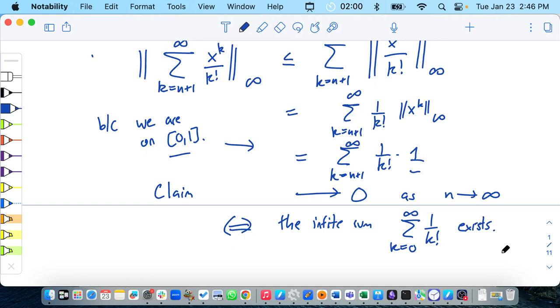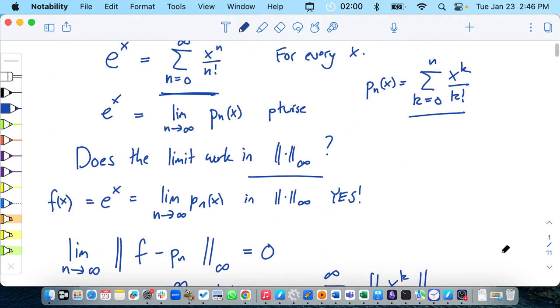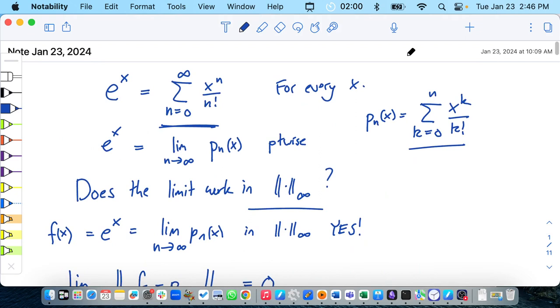And so you could bust out all the tools you learned in calculus about ratio tests and all that stuff and figure it out. But actually, the sum of 1 over k factorial is equal to e. So if you plug in x equals 1, we said that this exists for every x.